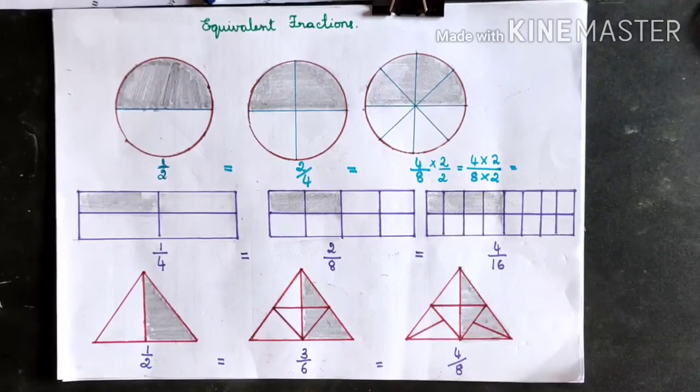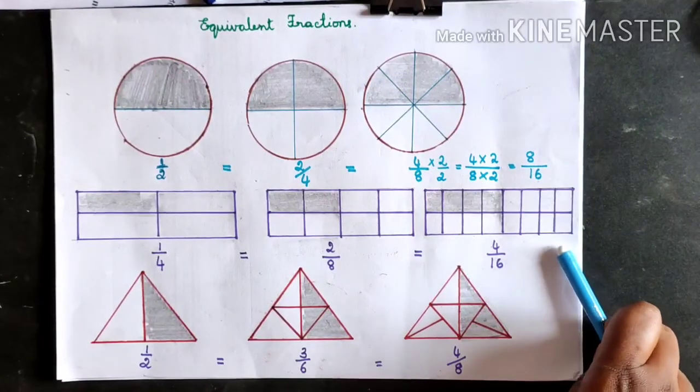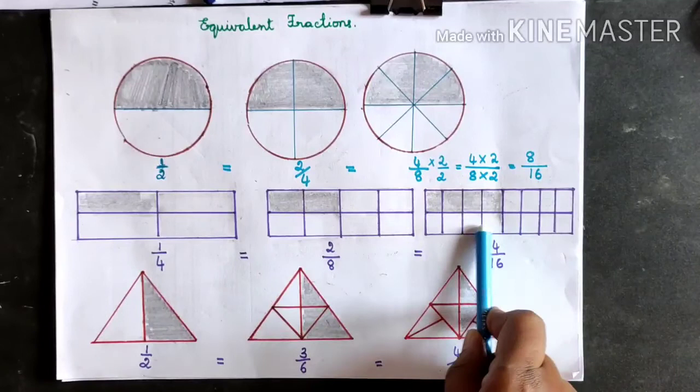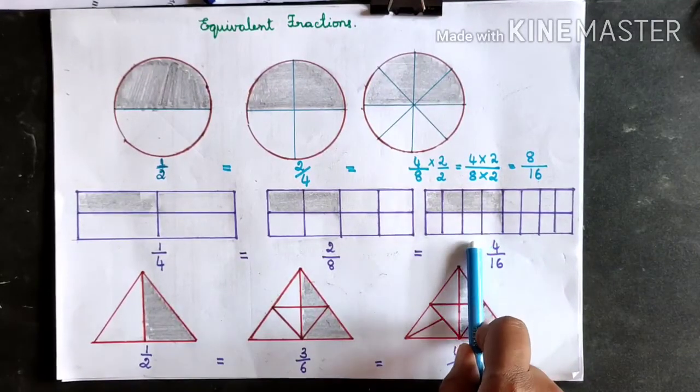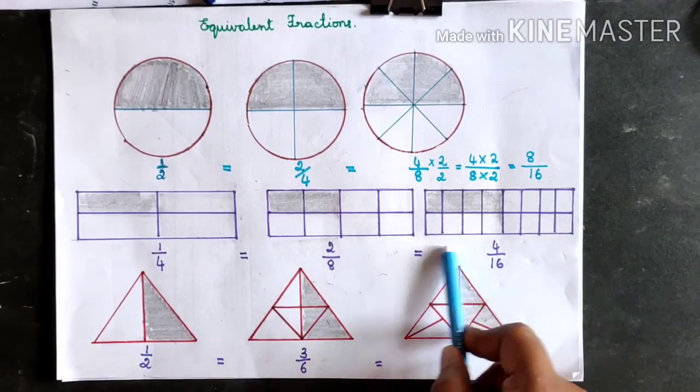Simplifying further gives us 4 2s are 8 in the numerator, 8 2s are 16 in the denominator. So 8/16 is nothing but half of any figure. If you see, the rectangle is divided into 16 equal parts. Out of them 4 are shaded, which is 1/4. If you shade the other 4, that becomes 8 out of 16, which is nothing but half of the rectangle.